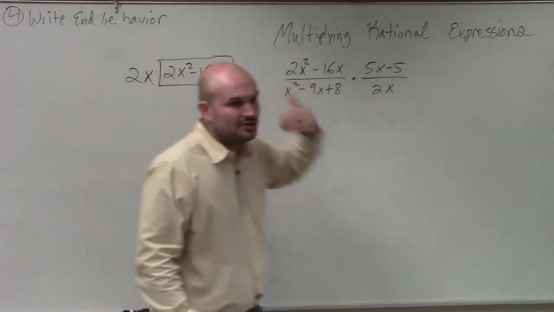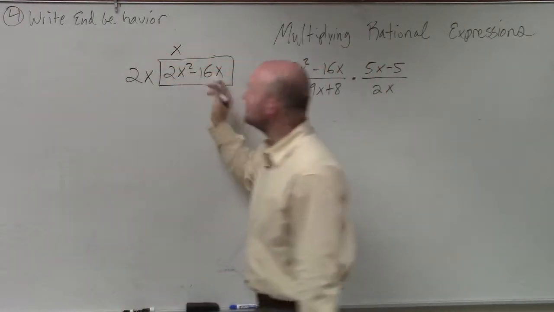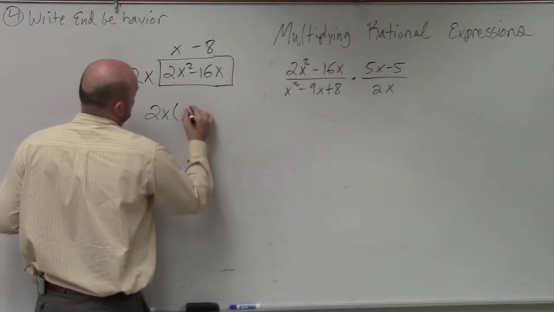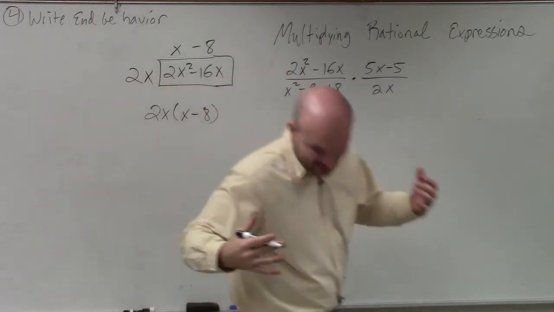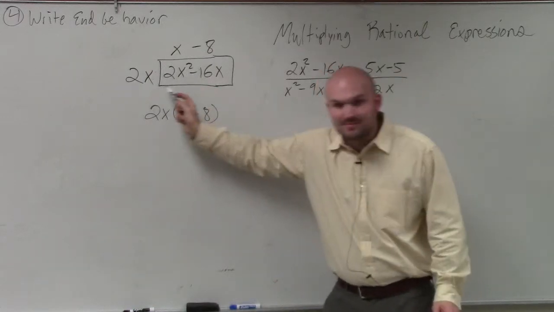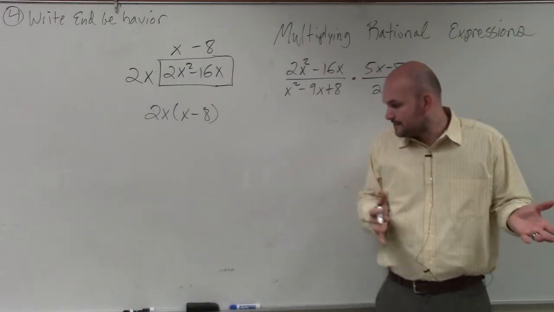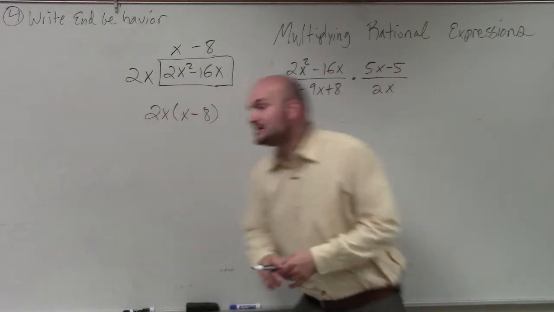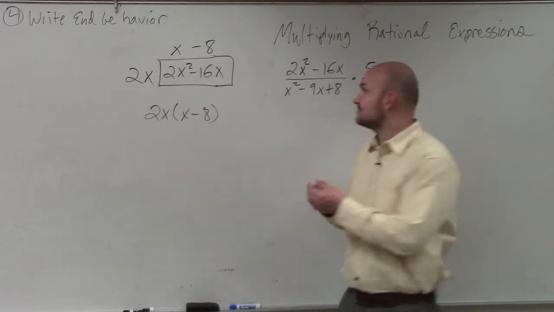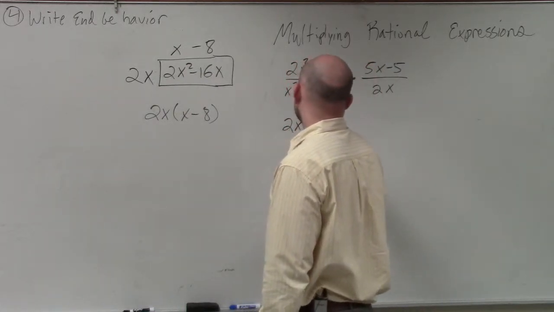So if we say the length is 2x, what should the width be? 2x times what gives me 2x squared? X. 2x times what gives me negative 16x? Negative 8. So do you guys agree with me that the expression 2x times x minus 8 is the same thing as 2x squared minus 16x? So that's what factoring is. Factoring is rewriting an expression as a product. So I factor the first expression, which is 2x times x minus 8.